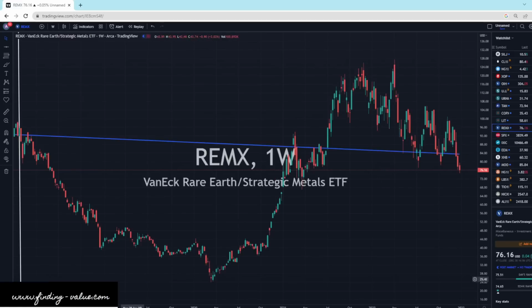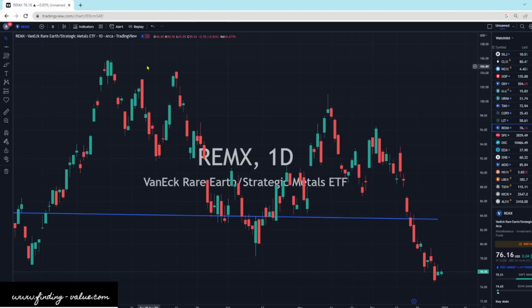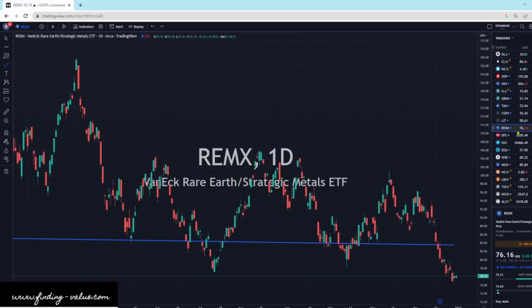REMX, sideways today. Again, I don't see the buying pressure. I don't see a reversal candlestick. That means the trend is still in place for a move lower in rare earth metals.